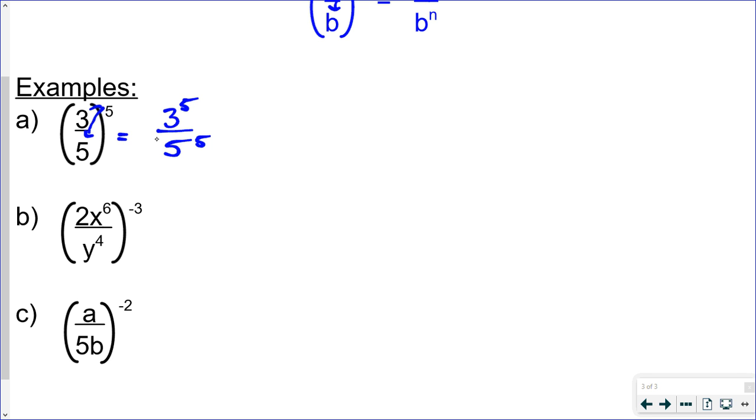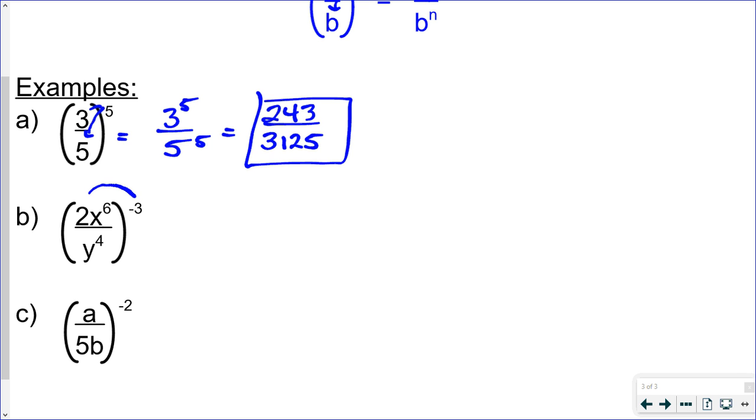Now, some problems might have you go ahead and work this out and figure out what 3 to the 5th is and 5 to the 5th is. So if you did that, 3 to the 5th would be 243, and 5 to the 5th would be 3,125. All right. What if there's multiple things in here? Well, you're going to distribute this exponent into everything.